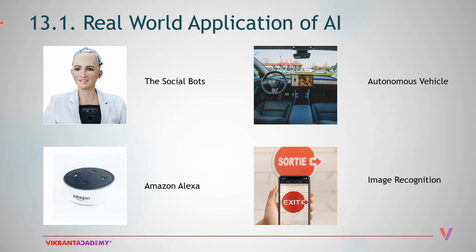Now, moving to the real world applications of AI. Talking about real applications, like we spoke earlier, we use it in social bots, autonomous vehicles, and Amazon Alexa. This is another example of narrow AI. And then image recognition. You can see text to speech, speech to text, and image to text, and these are all done by image recognition, or narrow AI in short.